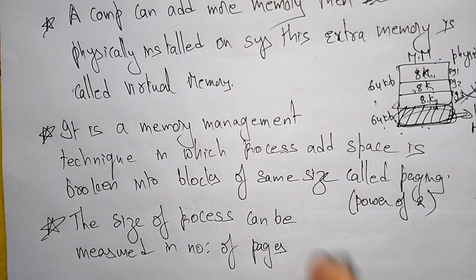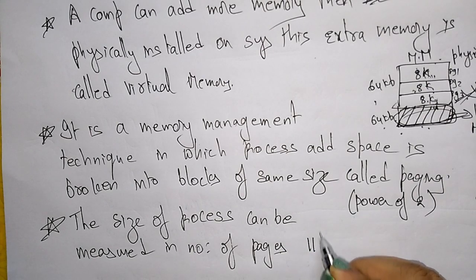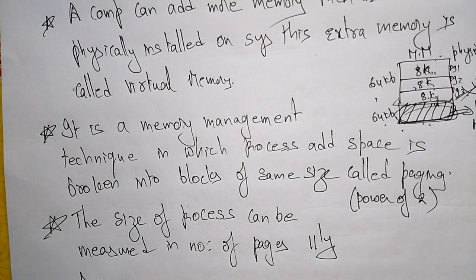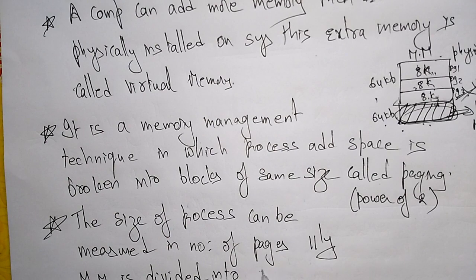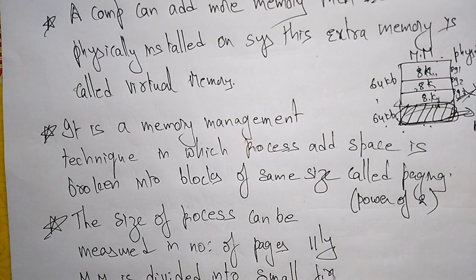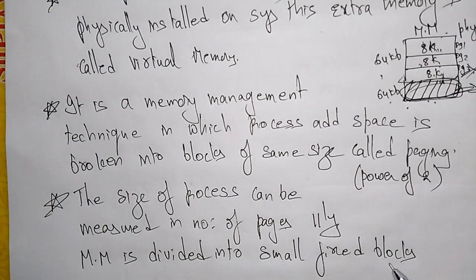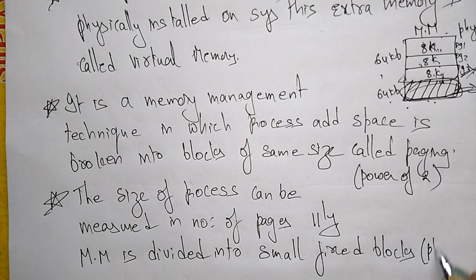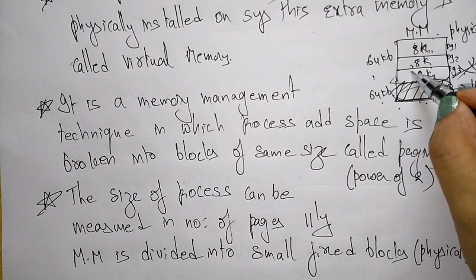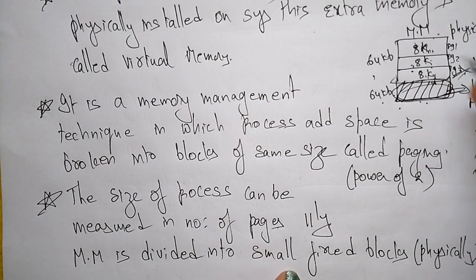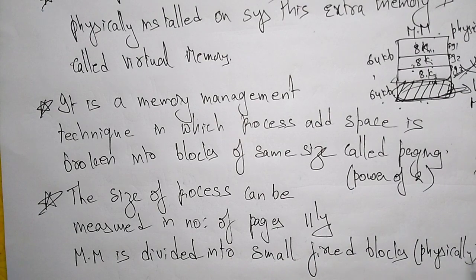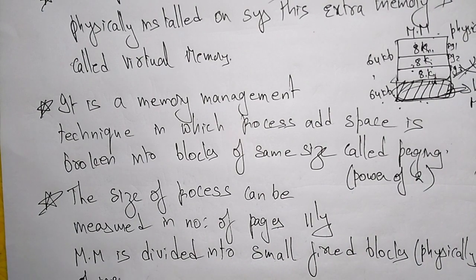Similarly, main memory is divided into small fixed-size blocks. Let me write that. Main memory is divided into small fixed blocks. These fixed blocks are physical; you are not doing this in virtual memory, you are doing it in the physically installed memory. So main memory is divided into small fixed blocks of physical memory. You call these frames.